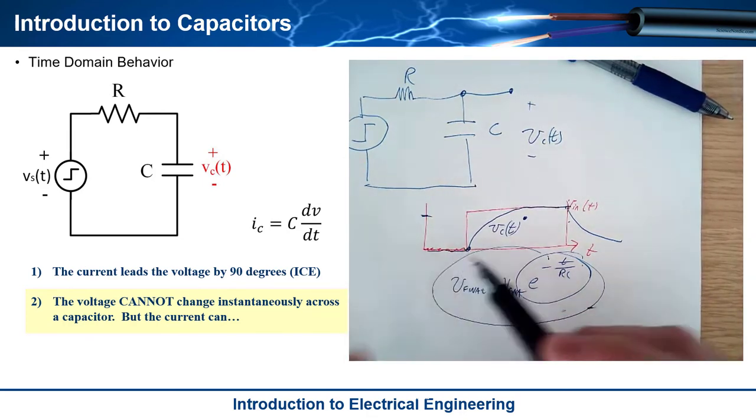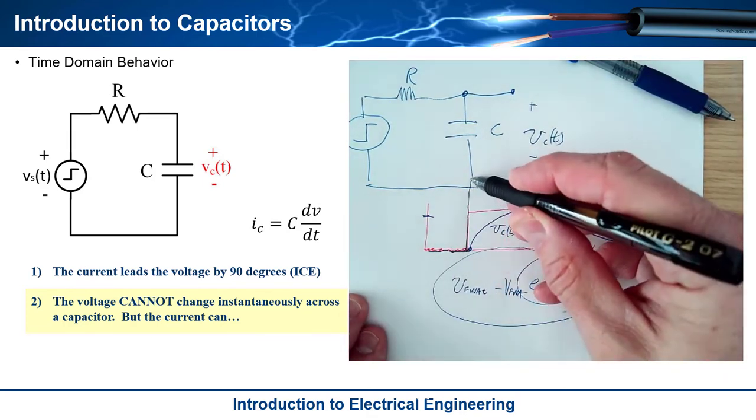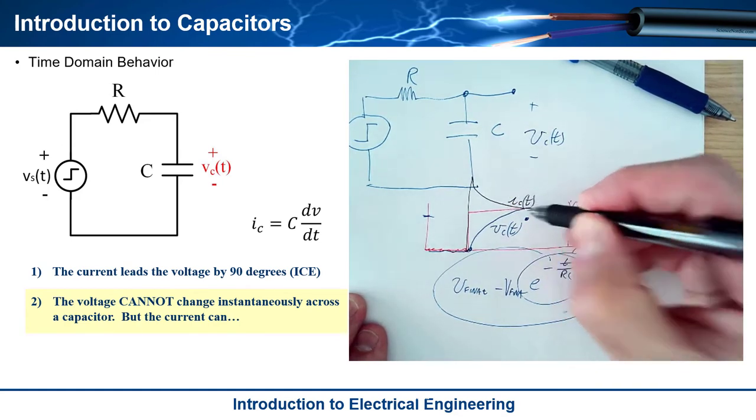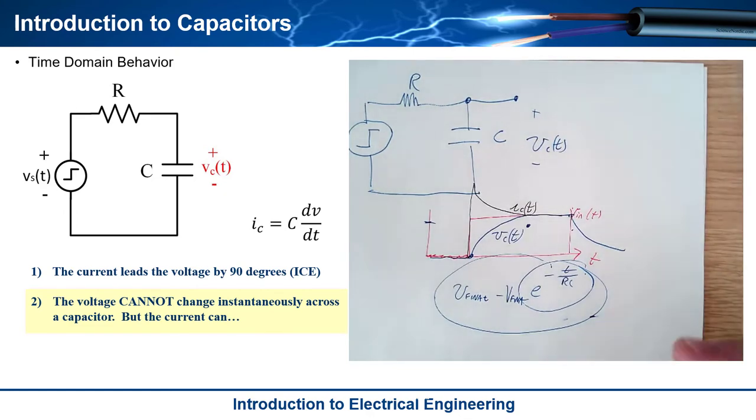So if I plotted current on here, what would happen is you'd get this huge spike of current and then it would ramp down like that. So this would be IC of t. Okay, so that's just the behavior that you see when you look at it versus time.